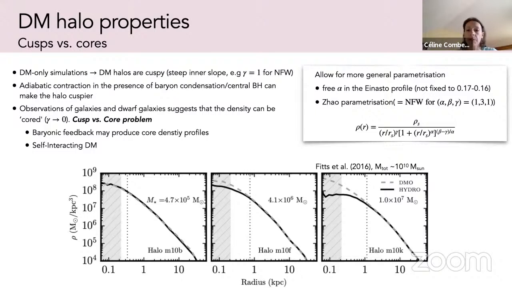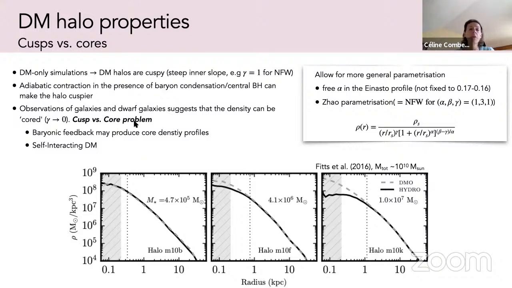But we heard a lot about, and we hear a lot about cusp versus core. So dark matter only tells you dark matter halos are cuspy. The inner slope is steep. It's equal to 1 for an NFW profile. There is also another process by which the presence of a condensation of baryons or a central black hole can increase the slope and make the halo actually cuspier through some adiabatic contraction. So this is sort of an effect giving you a steeper profile.